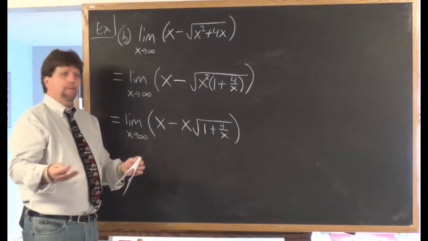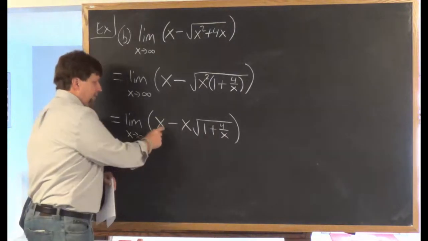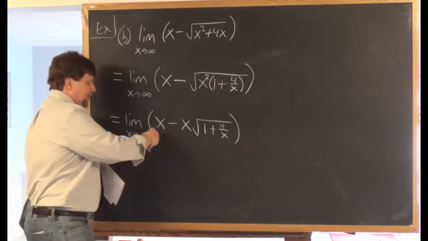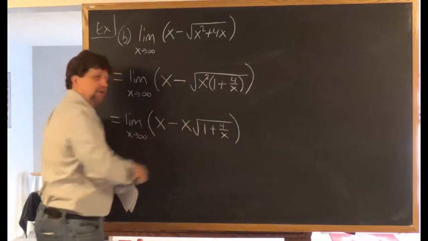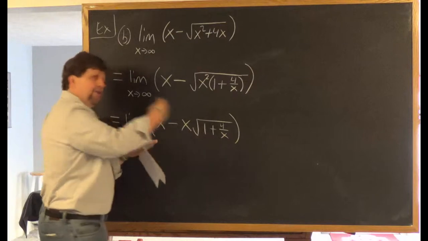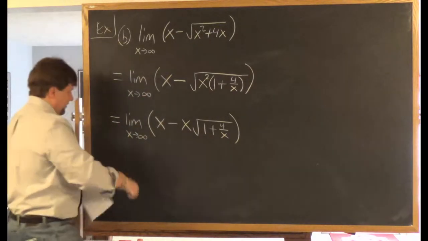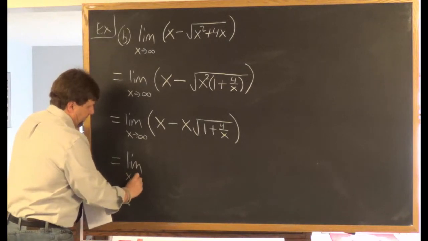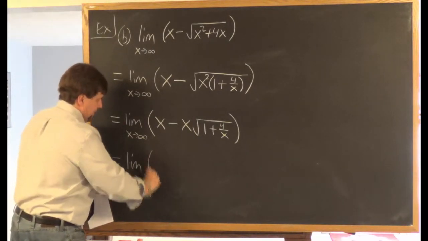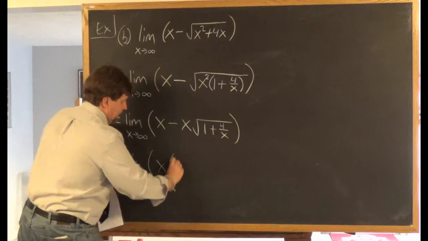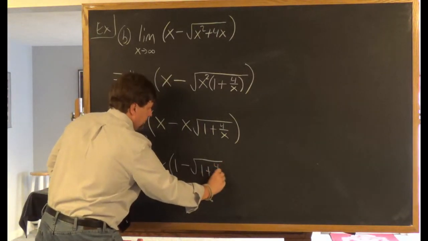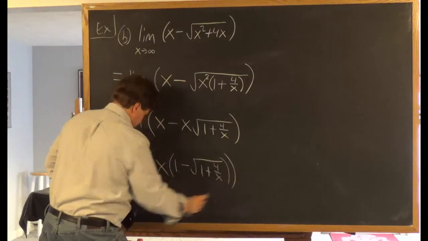We haven't changed the form though. We still have the form infinity minus infinity. But look what we can do now. You have x minus x times the square root. Out of this mess here, you can factor out an x. So let me try to get one more line here where we factor out the x. So we have x times a 1 minus square root 1 plus 4 over x.